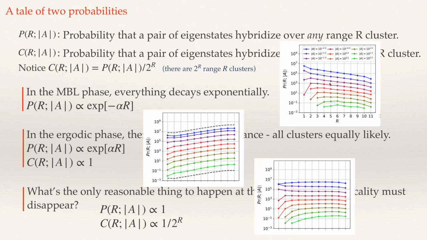Okay, and we can look at the numerics, and in fact this is what happens. In the MBL phase, everything decays exponentially. If the range is large, you're not going to hybridize over it. That's reasonable. These are different strengths, and I said we're going to fix the strength, so pick one of these lines. As the range gets bigger, on a log scale, this probability decays exponentially. In the ergodic phase, although you don't have to trust this, it grows exponentially, and in fact these dotted lines are the combinatorial answer if all of the clusters are equally likely. At the transition, it's perfectly flat. Essentially, the transition region exactly cancels out the combinatorial factors. This is what you might have guessed. If someone told you these things, you would have said P was 1, and in fact P is 1. P is range independent.